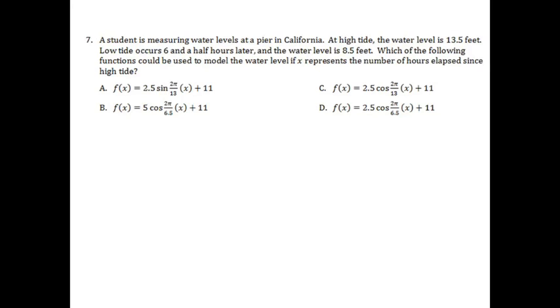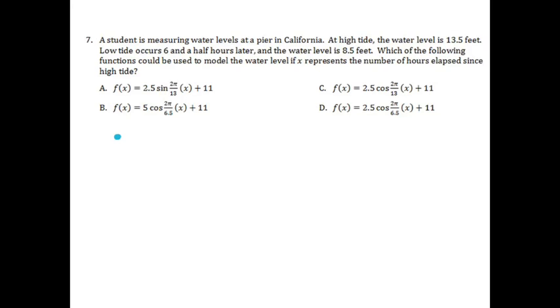At high tide, the water level is 13.5 feet. Low tide occurs 6.5 hours later, and the water level is 8.5 feet. Which of the following functions could be used to model the water level if x represents the number of hours elapsed since high tide? Well, the first thing I'm going to do here is draw a little picture of what they just told us.